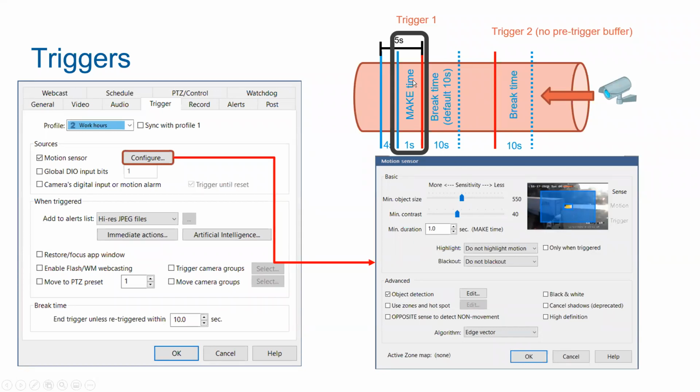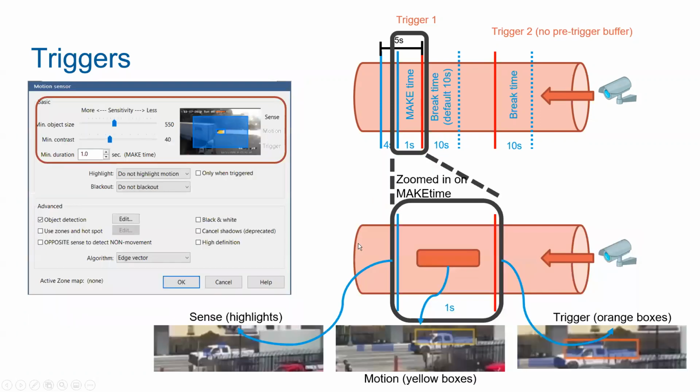Okay, so the make time is what I'm going to dive into, and these are all the knobs you can use to decide when there's enough here that I want to start recording and send an alert. Like this 1 second. In terms of the diagram, I just blew this up. It's still 1 second, but I want to expand it and dive into what's going on.